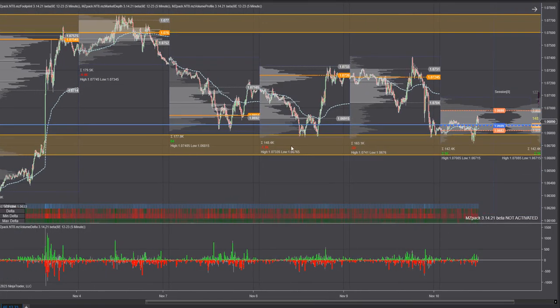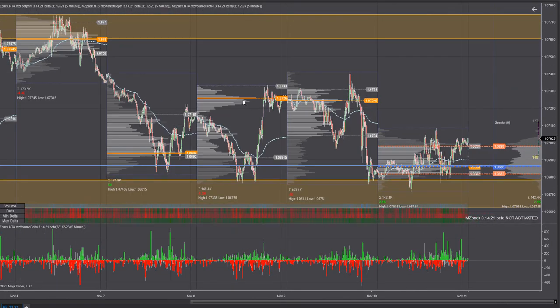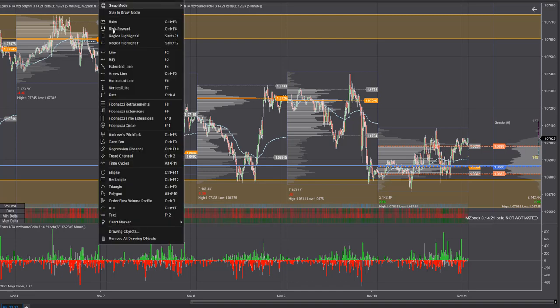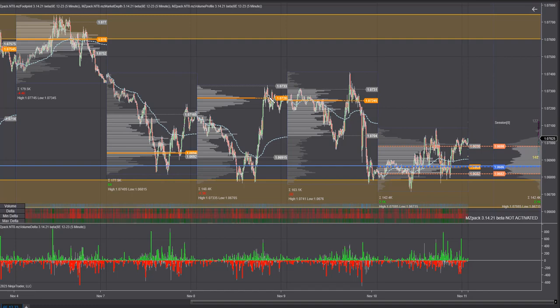So look here, this is the POC of the 8th of November, and this is the POC of the 9th of November. So basically they're lining up. There's a lineup of the POC here. This area could be a good resistance.